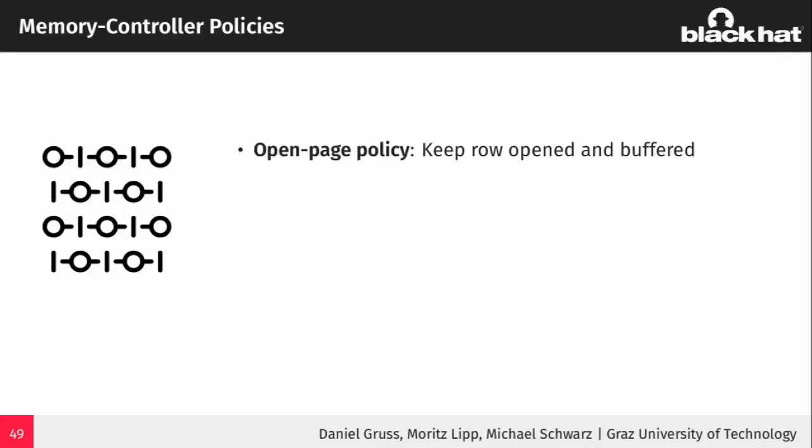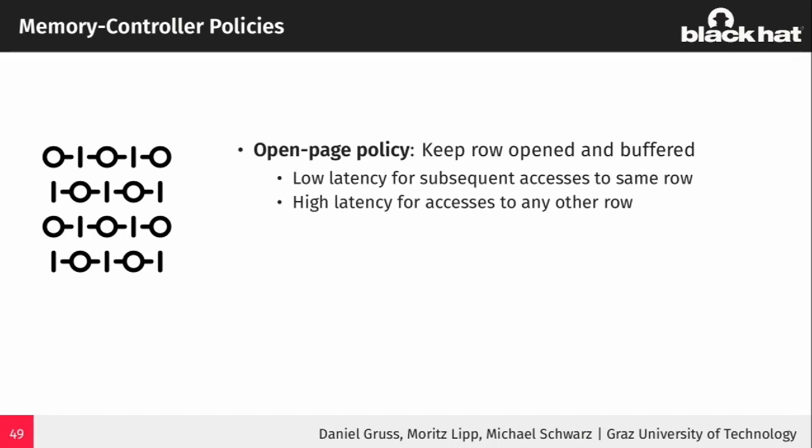Why does that work? It doesn't make any sense because, as we said, we have the row buffer, which serves as a cache. But in addition, we have so-called memory controller policies, because at some point the controller needs to decide if it needs to close the row or keep it open. The open page policy says we keep the row open and buffered. So that means we have a low latency for subsequent accesses to the same row and a high latency for accesses to other rows, right? That was the case that we observed in the beginning.